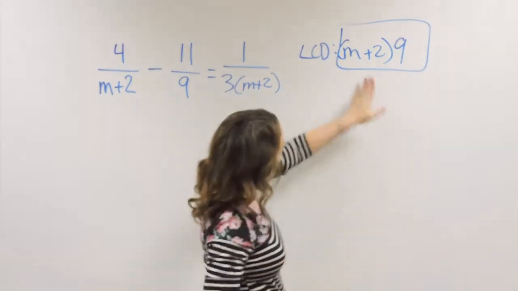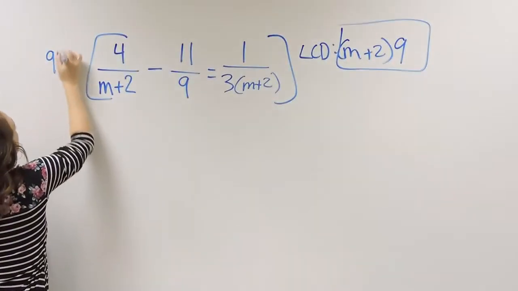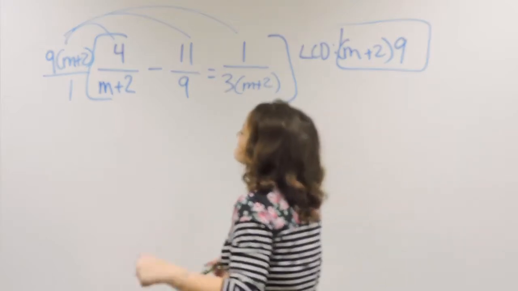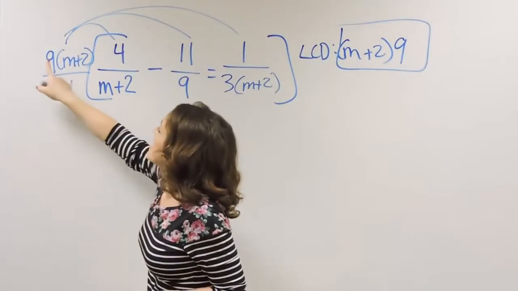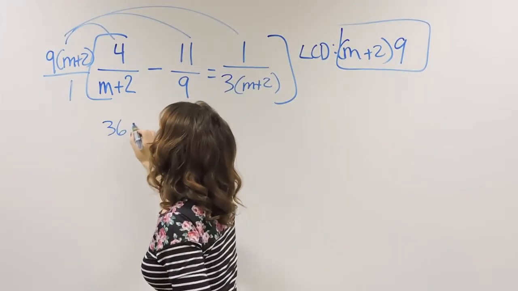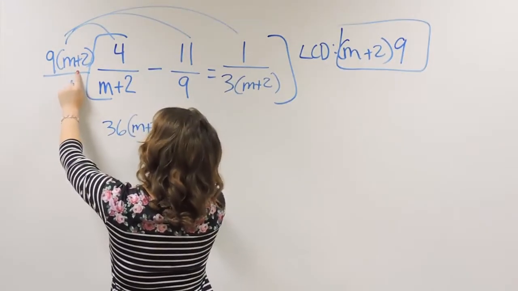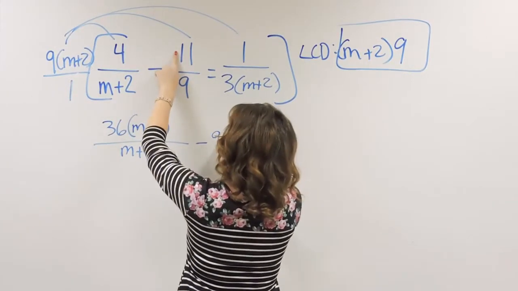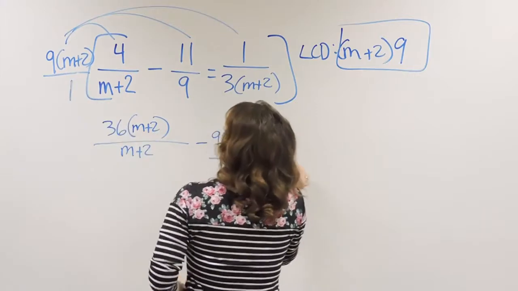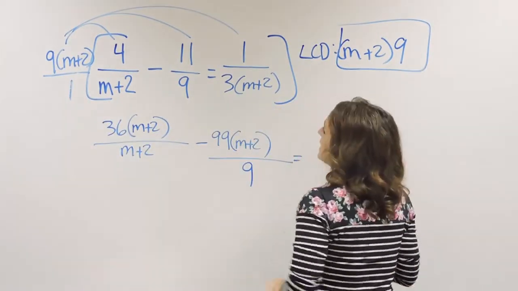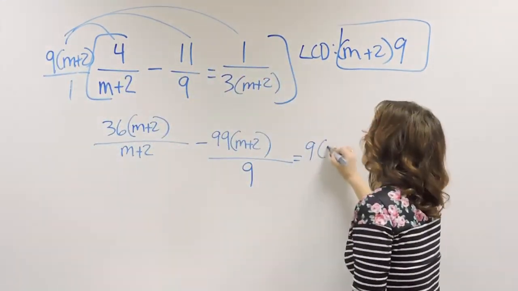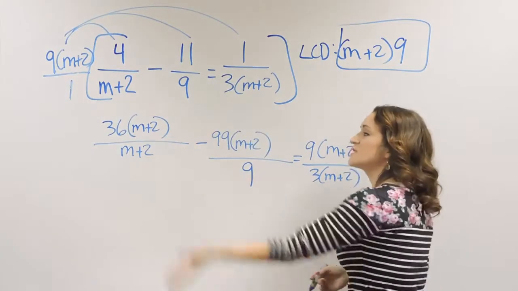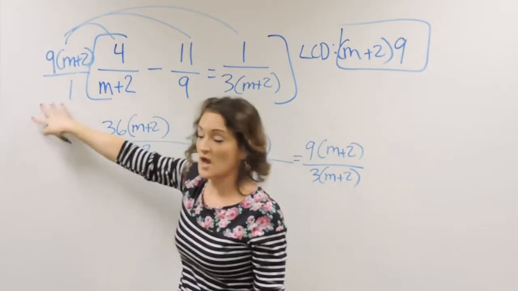Otherwise, our common denominator is n plus 2 times 9, so that is what we are going to multiply everything by. We're going to distribute that to this entire equation. So let's work on doing that. We have 9 times 4, right? 9 times 4 is 36 over 3 times n plus 2, over 1 times n plus 2 is n plus 2, minus 9 times 11 is 99, and then tack on this n plus 2 here, over 1 times 9 is 9. And that's going to equal, well, 9 times m plus 2 is just 9 times m plus 2, over 1 times 3 times n plus 2 is just 3 times n plus 2. So distribute that to everything, keeping in mind numerator times numerator, denominator times denominator.